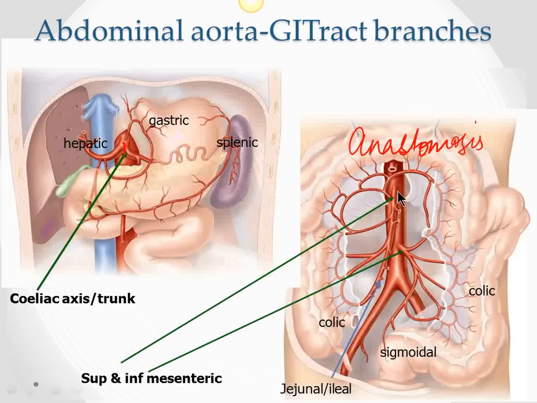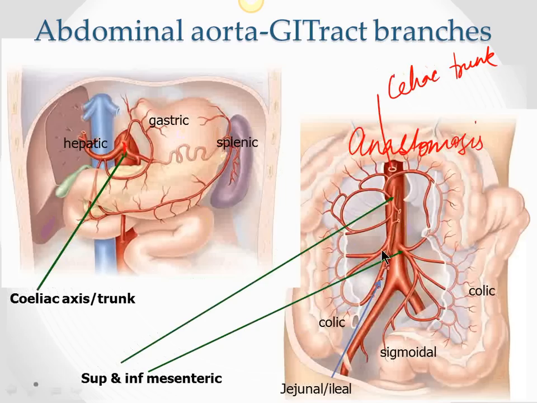The second artery that comes off, so this here is celiac trunk, the cut end of celiac trunk, also called celiac axis. The second artery which comes off is called the superior mesenteric. So this one here is superior mesenteric, and the one below it is known as inferior mesenteric.